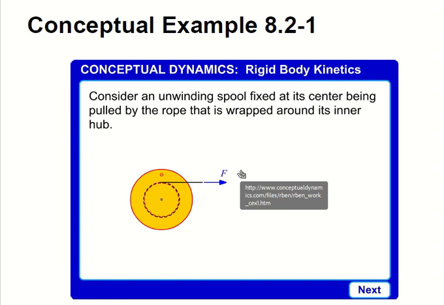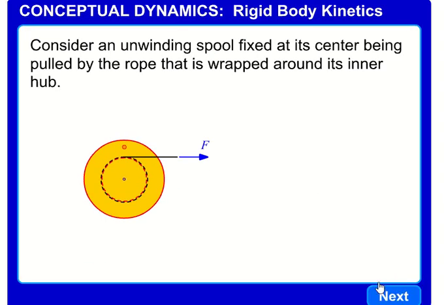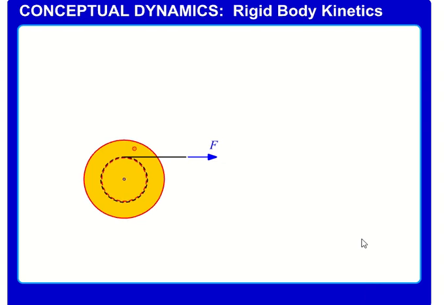When we take a look at your rigid body kinematics, just go back to the website and you can see some animation in there. Here you're going to consider an unwinding spool fixed at its center being pulled by the rope like this, and that is wrapped around an inner hub, which is this guy here. So we can see a little bit of interactive animation showing you the motion of that spool.